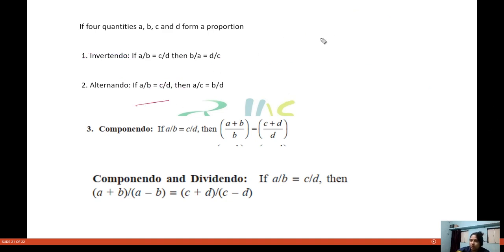And componendo and dividendo together. If A by B is equal to C by D, that means A plus B divided by A minus B is also equal to C plus D divided by C minus D. So I hope everybody is clear with these properties. These properties will come in very handy in the topic of proportion.